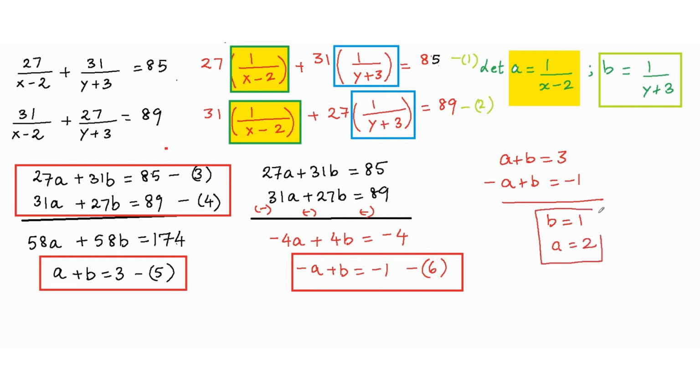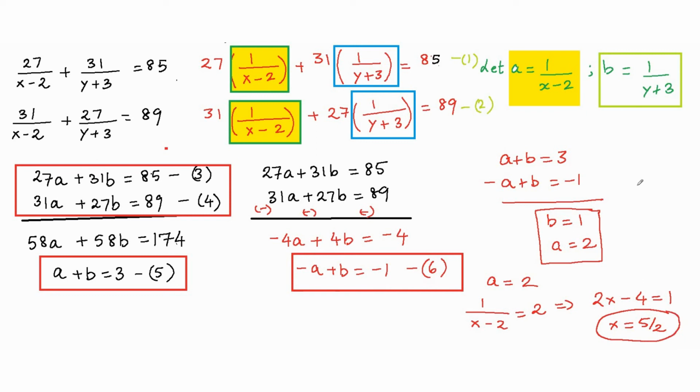Therefore, I got my intermediate variables. But A and B are just my intermediate variables. They are not my original variables. My original variables are X and Y. So A is equal to 2. What is A? A is 1 by X minus 2, which is equal to 2, which means 2x minus 4 is equal to 1 on cross multiplication, and therefore X is equal to 5 by 2.